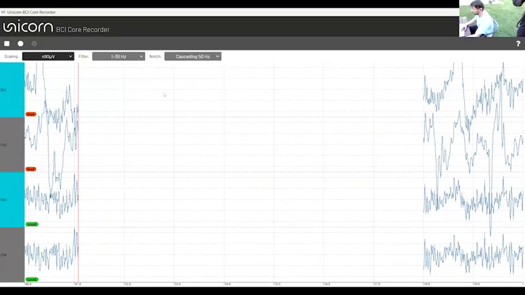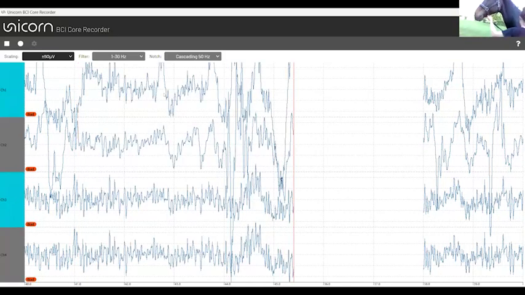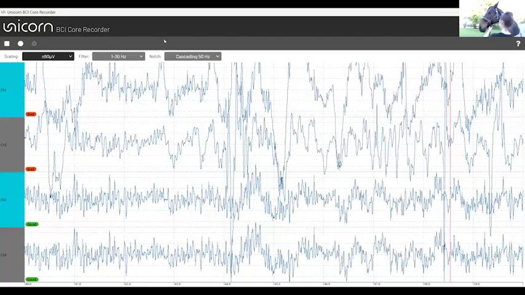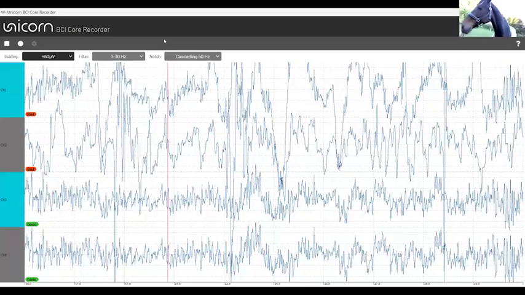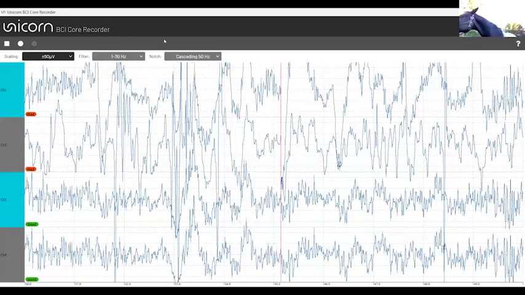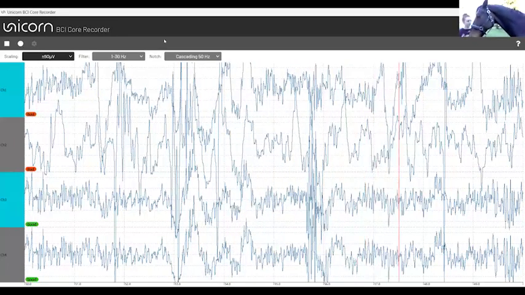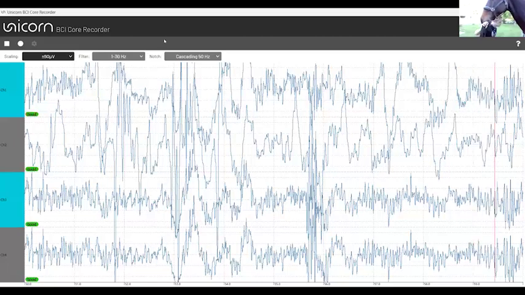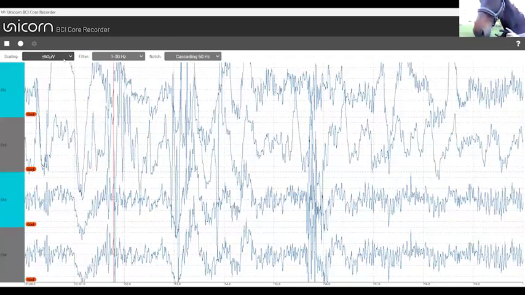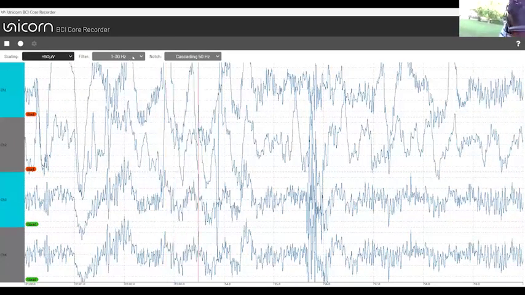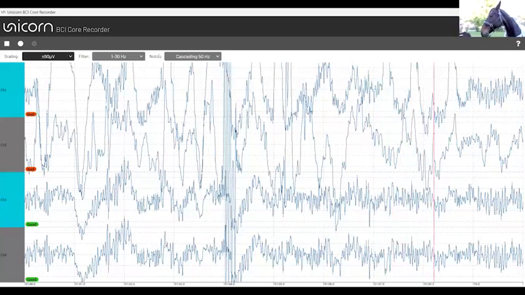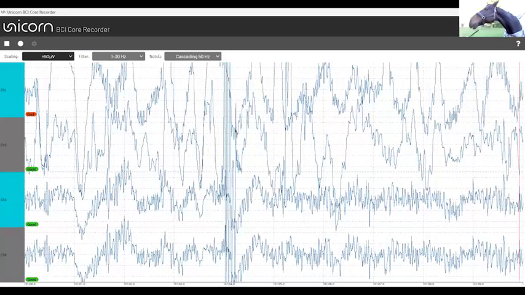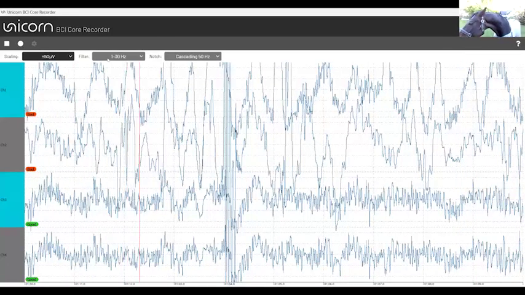So I attached the 4-channel BCI core. You can see the EEG now, first 4 channels. You can also see the movement here. I also have an 8-channel BCI core that I will attach afterwards to show you how this works. When there is a lot of movement, you can also see higher frequencies. We filter here with a 1 to 30 hertz band pass and a cascading notch of 50 hertz. And with that, we have a quite good EEG here.